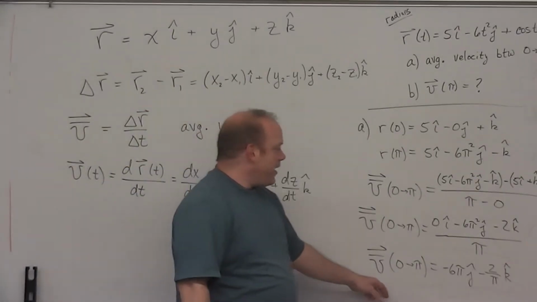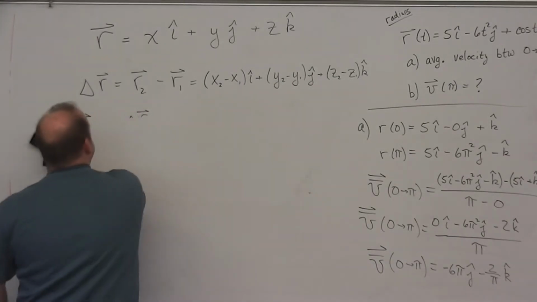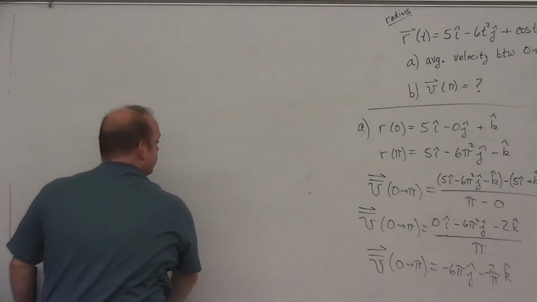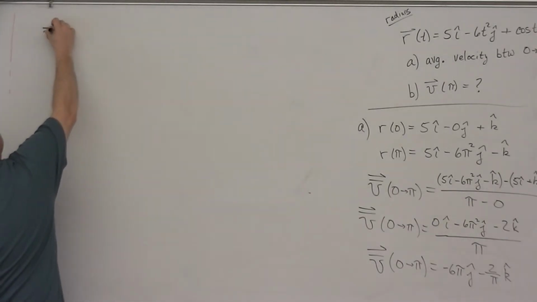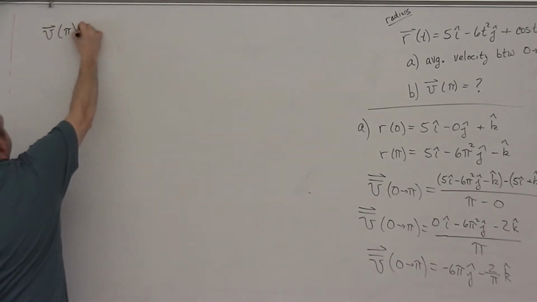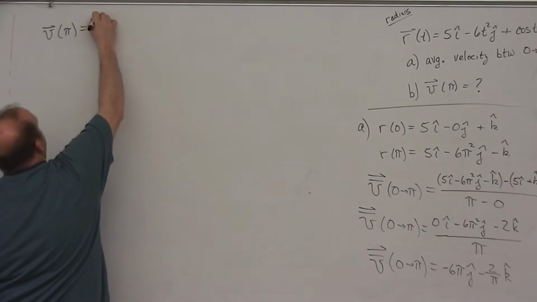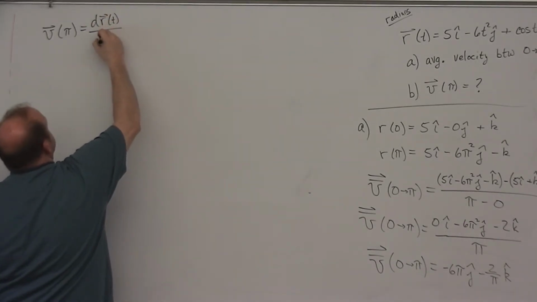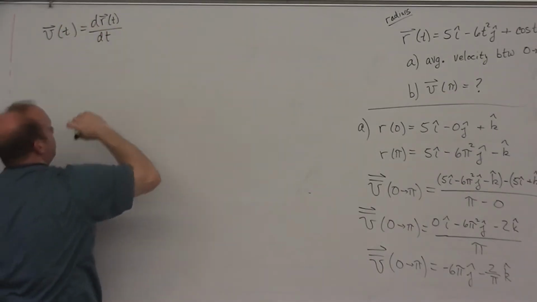Now, let's calculate the instantaneous velocity. My instantaneous velocity at pi seconds is equal to the derivative of my position vector. I'll just put this in terms of t in general first, and then we'll plug in for pi.